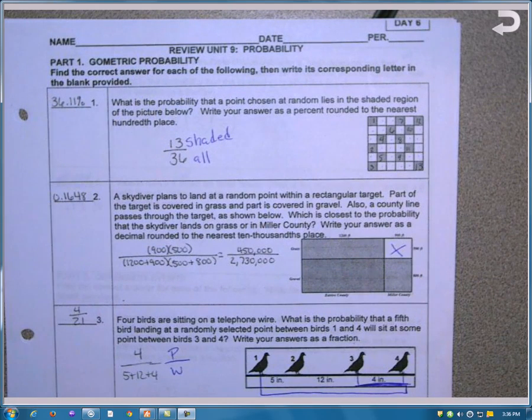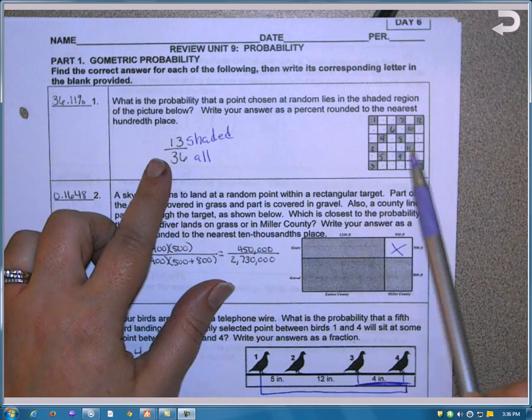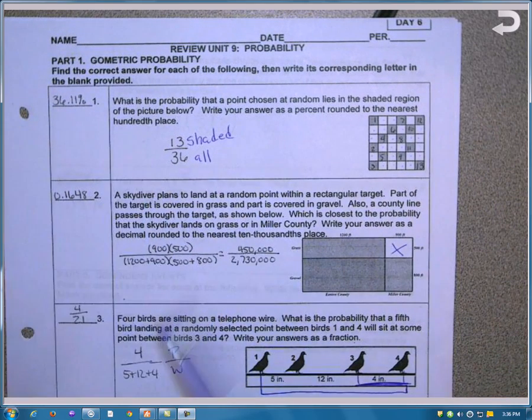So, number 1 is done by counting up all the little squares. There are 36 squares. There's 13 of them shaded. So in order to find your percent, you're going to find your fraction and divide the top by the bottom and move the decimal.